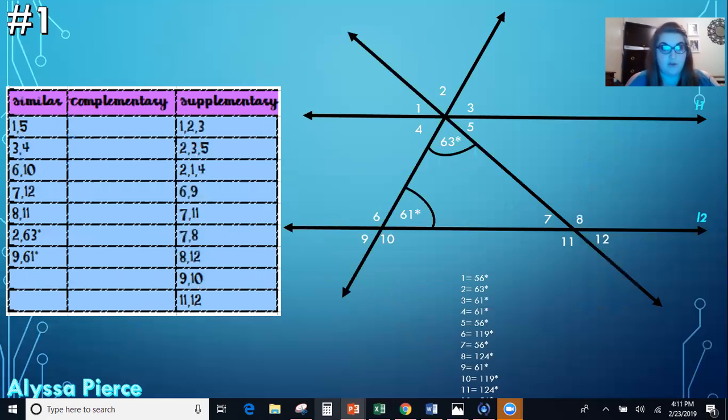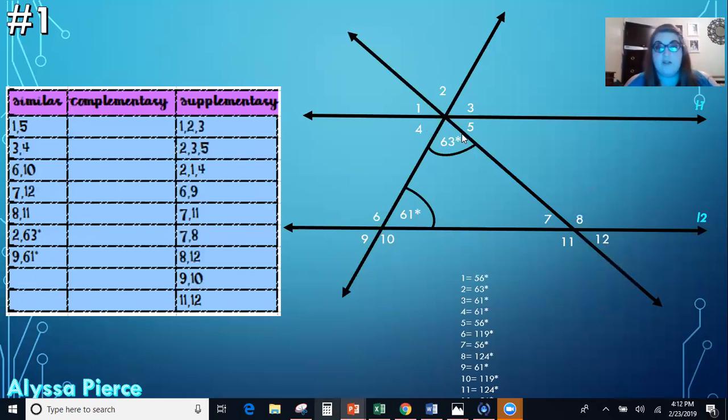Well, complementary angles, you will see we have none. That is because that means that two angles on here, or more than two, have added to equal 90. None of our angles did that, so we have no complementary angles. However, we have quite a few supplementary and similar, but let's start with similar. Similar angles mean that they are corresponding angles and are congruent and have corresponding sides that are proportionate.